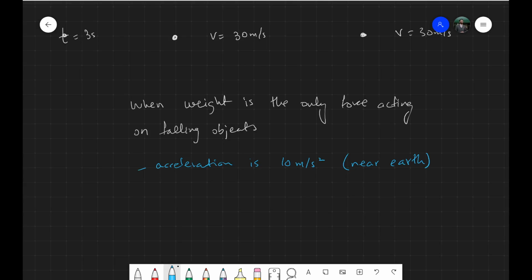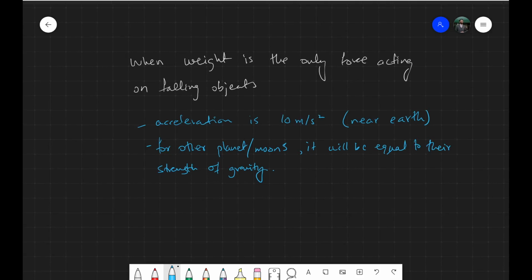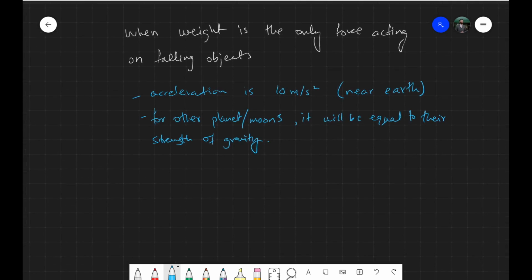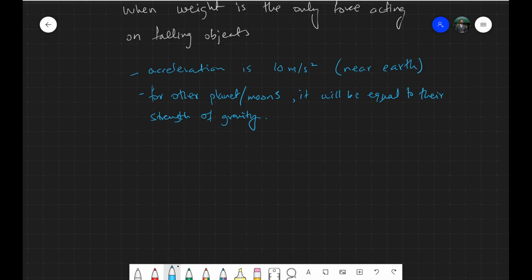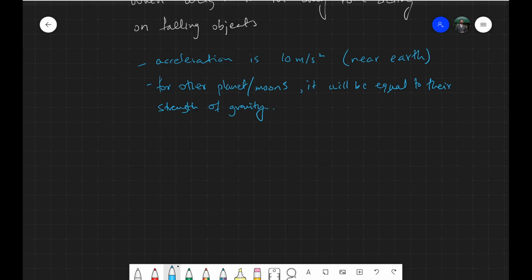For other planets or moons or stars, it will be equal to their strength of gravity. So for example, on the moon, the strength of gravity is 1.6 newtons per kilogram. So there the acceleration is going to be 1.6 and not 10 like Earth. And for the Sun it is much more than Earth, so the acceleration will be much more than 10. The value of 10 is only true for objects falling near Earth. For other planets, this value is going to be different. For Mars, for Venus, for Saturn, for Jupiter, all have different values of g, so you will get a different value of acceleration of free fall.